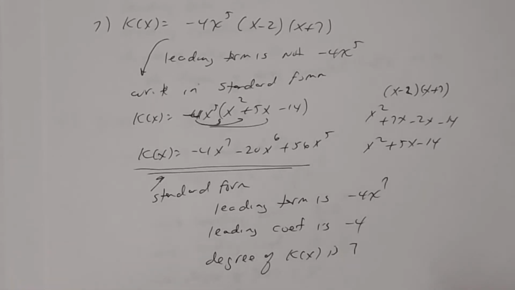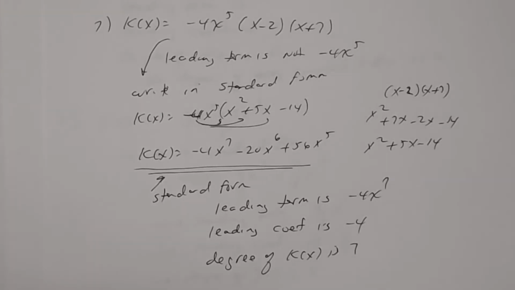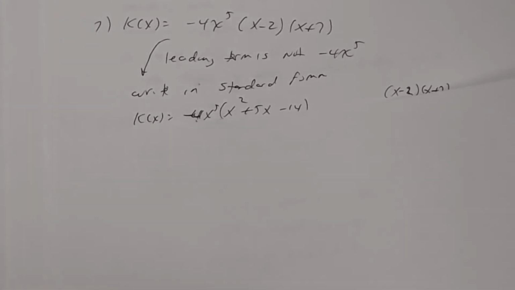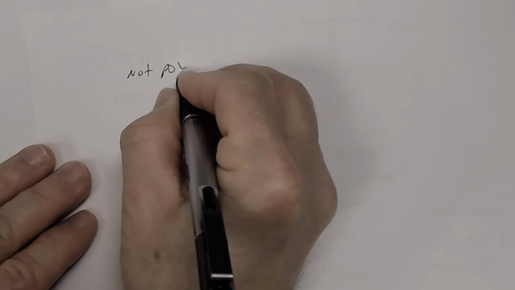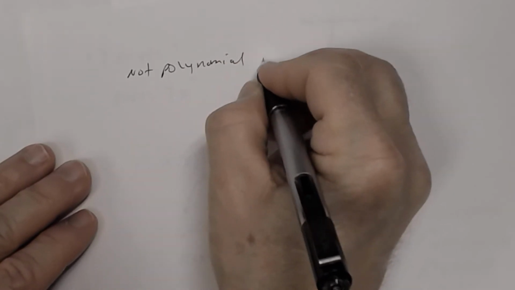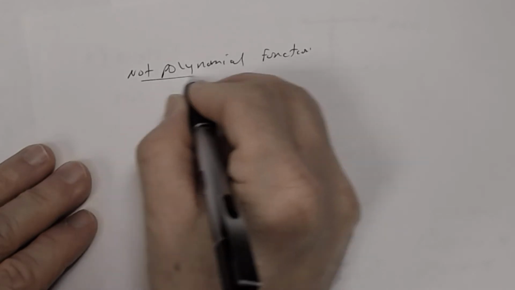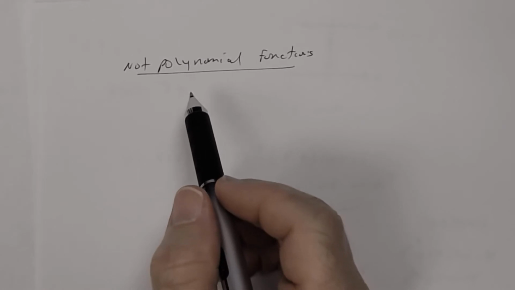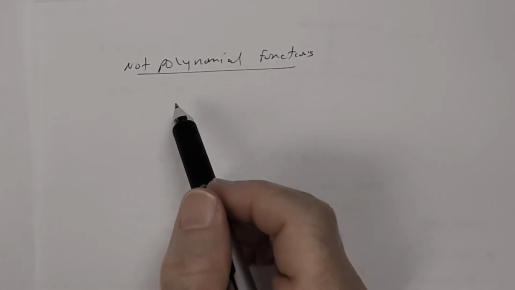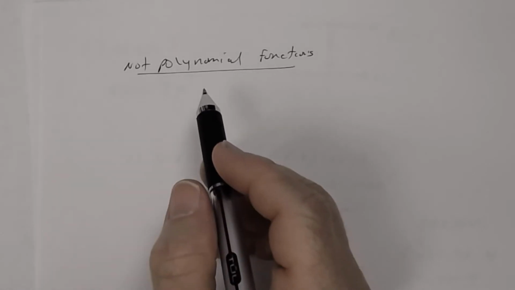So let me just quickly show you examples of functions that are not polynomial, and let's discuss why those would not be polynomial. All right, so here's the first one. So examples of not polynomial functions. Okay, so not polynomial functions. All right, so remember, in order for you to have a polynomial function, the exponents of every term have to be non-negative integers. Okay, so let's do this one.